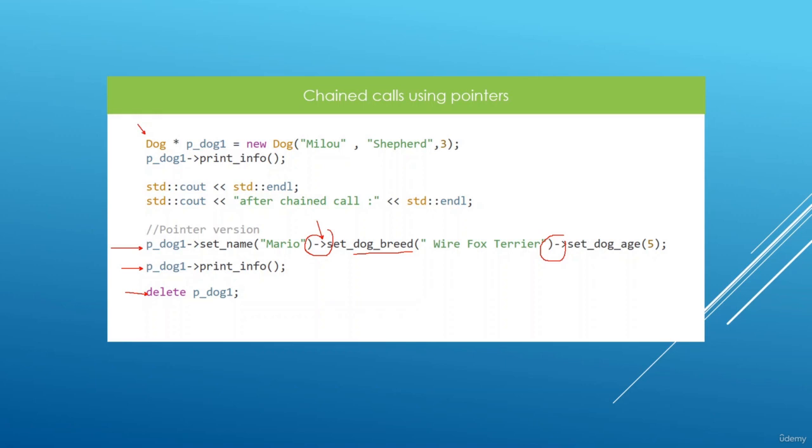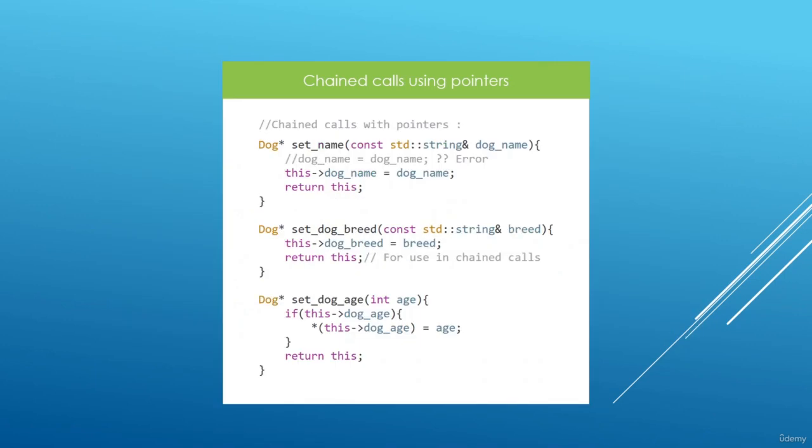So this is another thing you can achieve using the this pointer, and this is how you can set up these setters. It is nothing complicated. We have setName. It's going to return a dog pointer, and we're going to return this. This is going to be a pointer, or the memory address, of the current object of the dog class. We have the same setup for setDogBreed. We return a dog pointer and we return this. The same setup for setDogAge. We return a dog pointer and we return this.